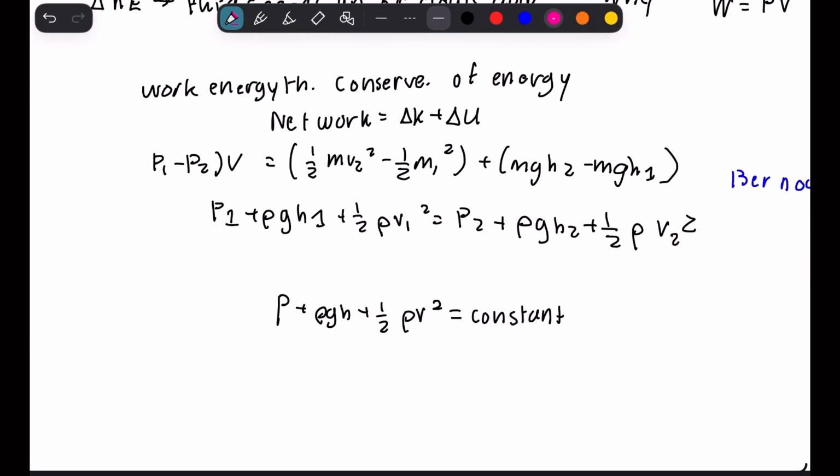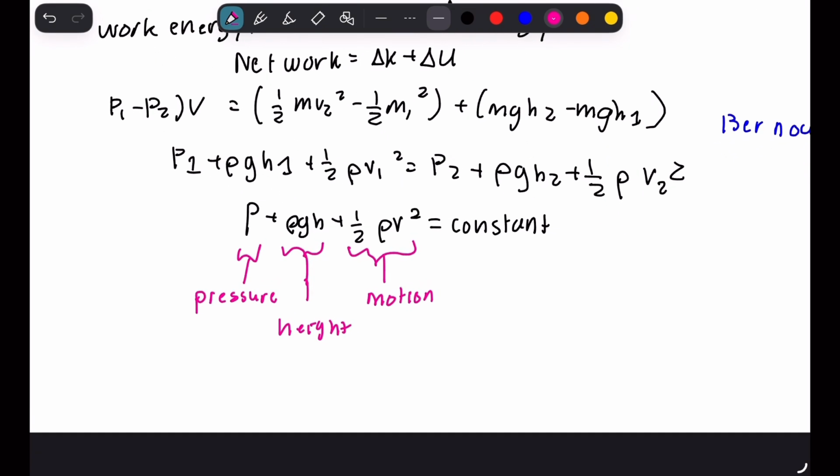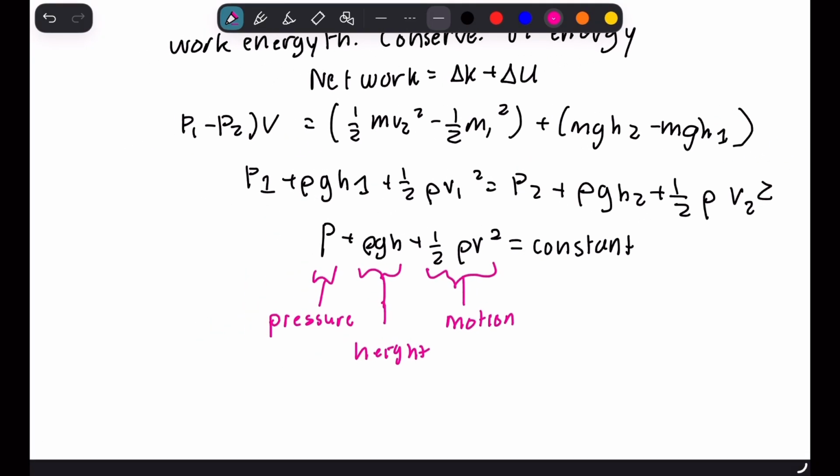So this part, P, is your pressure. And this rho, this 1/2 rho V squared, is going to be your motion. And then this is going to be your height. So, for example, your P is going to be the energy per volume from the fluid pushing.